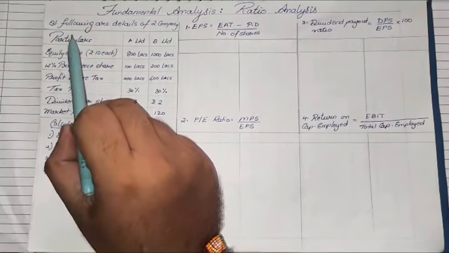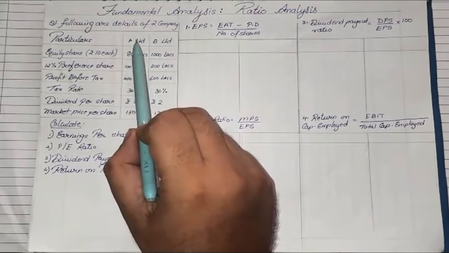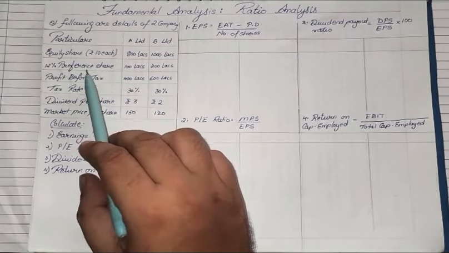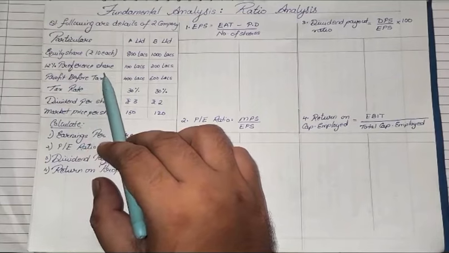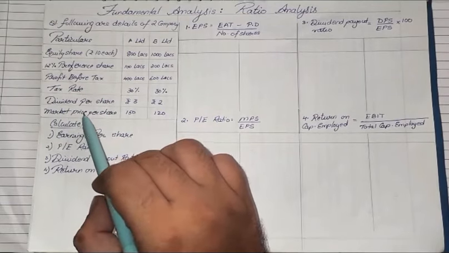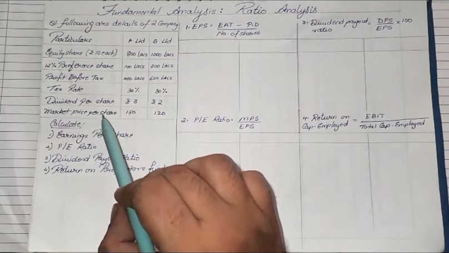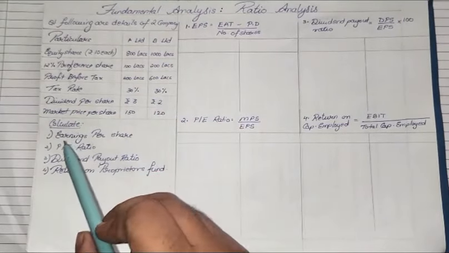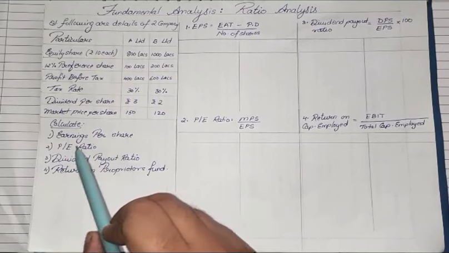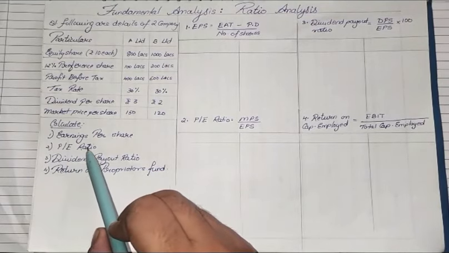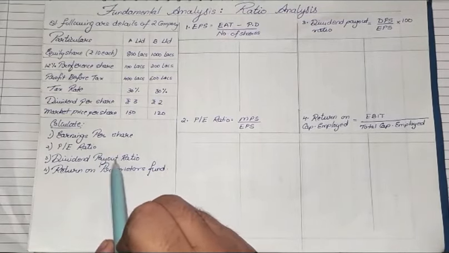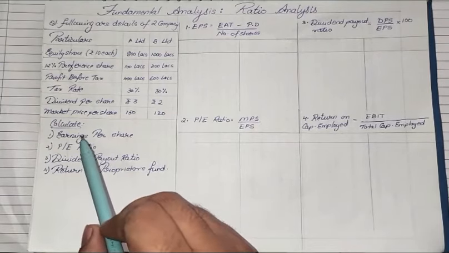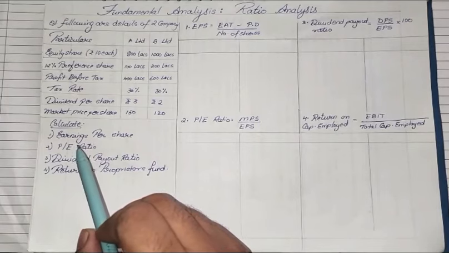Now the first question says that following are the details of two companies, A Limited and B Limited. They are given equity shares, 12% preference shares, profit before tax, tax rate, dividend per share and market price per share. After that, you have to calculate earning per share, PE ratio, that is price earning ratio, dividend payout ratio, and return on proprietary fund. These are the four things we are asked to calculate.